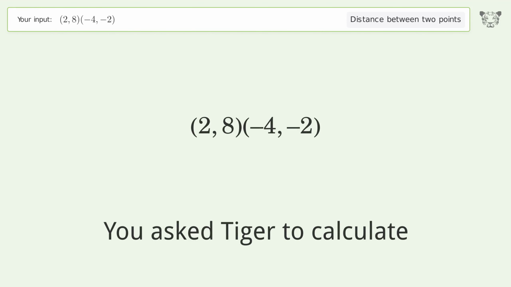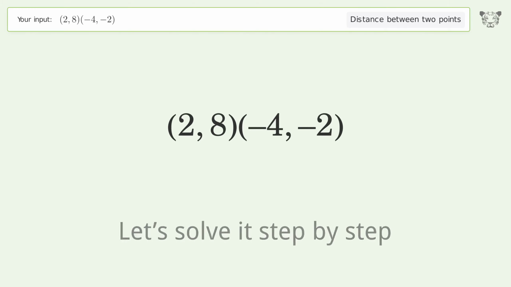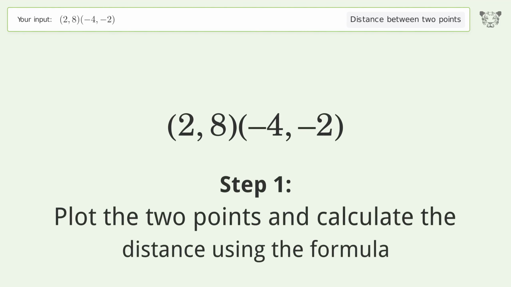You ask Tiger to calculate. This deals with the distance between 2 points. The distance between the 2 points is square root of 136, or 11.662. Let's solve it step by step. Plot the 2 points and calculate the distance using the formula.